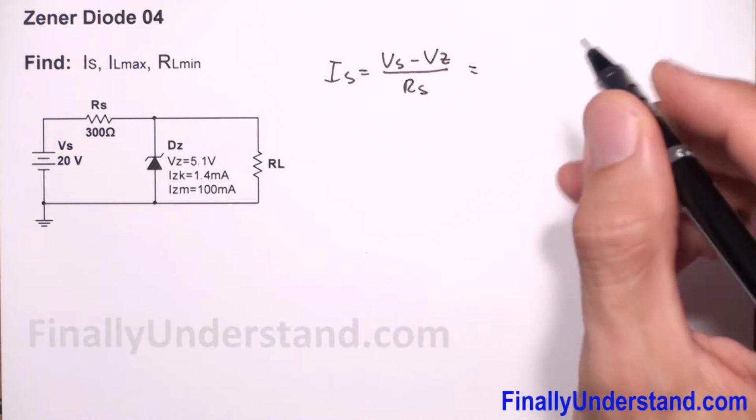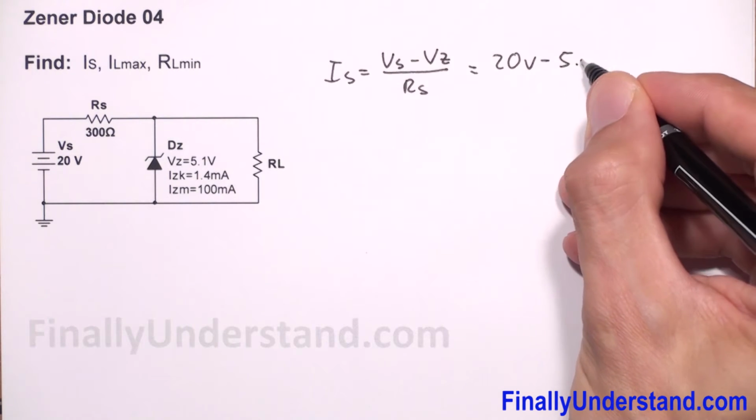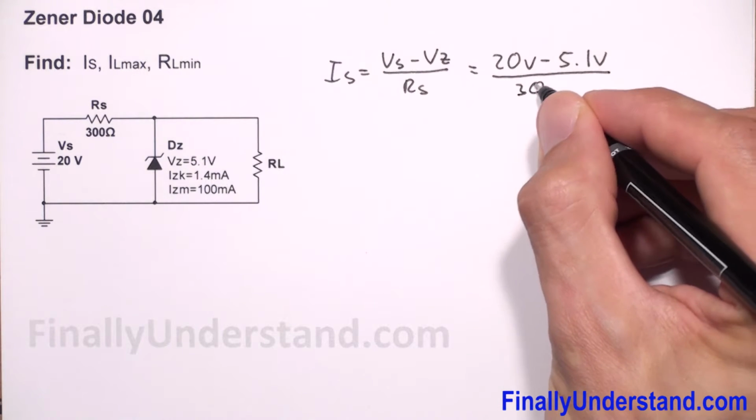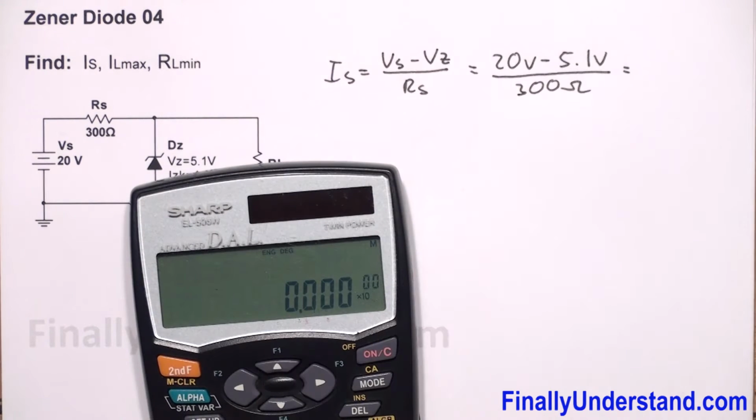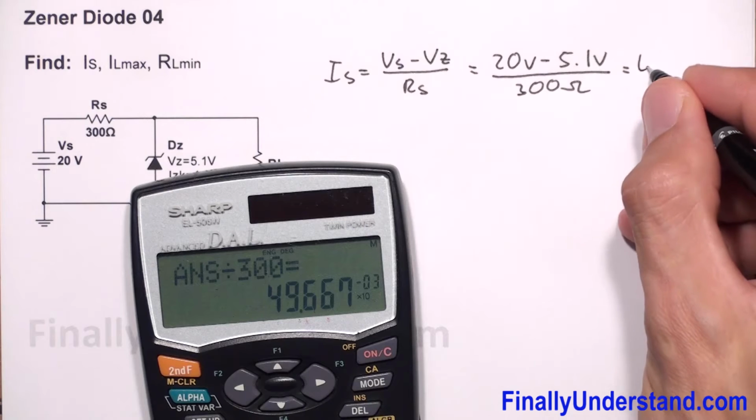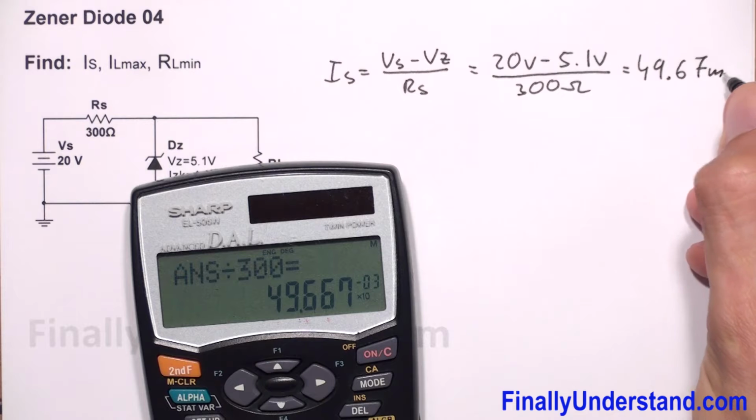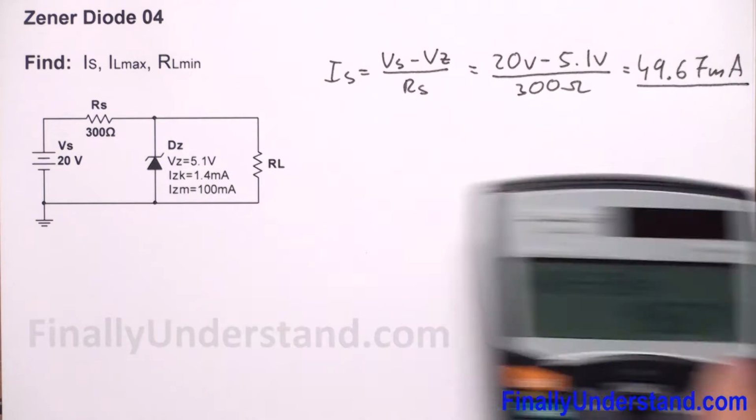Okay, so this is equal to VS, 20 volts, minus 5.1 volts over RS, 300 ohms. This is equal to 20 minus 5.1 divided by 300. This is equal to 49.67 milliamps. Okay, so this is my current IS.